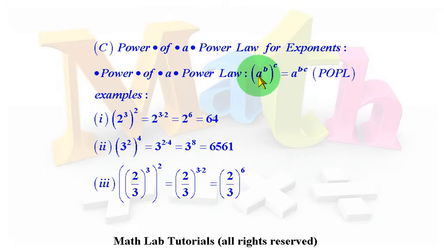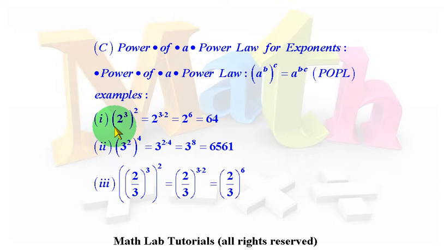So again, a to the power b all to the power c is a to the power b dot c. b is an exponent, c is an exponent, b is the inside exponent, c is the outside exponent, and of course a is the base. And we use POPL as a shortcut for power of a power law. Let's look at some examples.